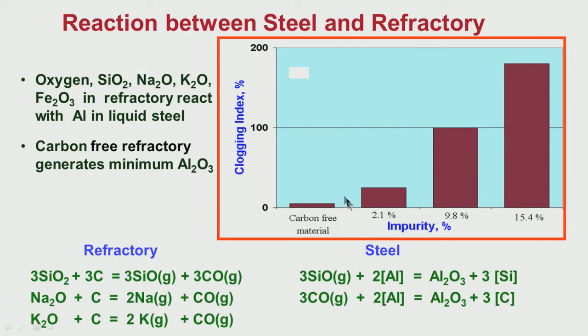Here you see, if the carbon free material you are using, the clogging level is almost negligible. And if you are using high level of impurity in the refractory, clogging level is increasing. If the clogging level increases, we have to interrupt the process sometimes if this is very high. The nozzle exit gets choked if there is too much of clogging. That means basically it's choking off the exit, choking off the refractory nozzle.